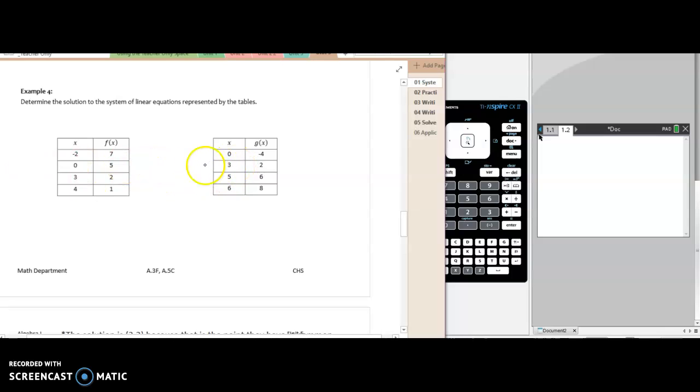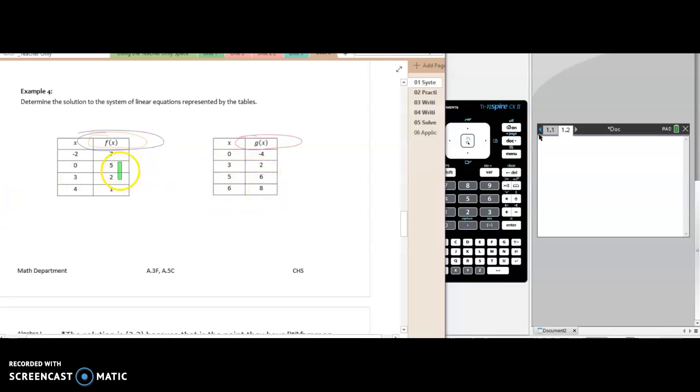Now notice these tables are split, right? All right, so I have f of x, and I have g of x. Now, if you'll notice, for f of x, I have -2, 7, 0, 5, 3, 2, and 4, 1. For g of x, I have 0, -4, 3, 2, 5, 6, and 6, 8.